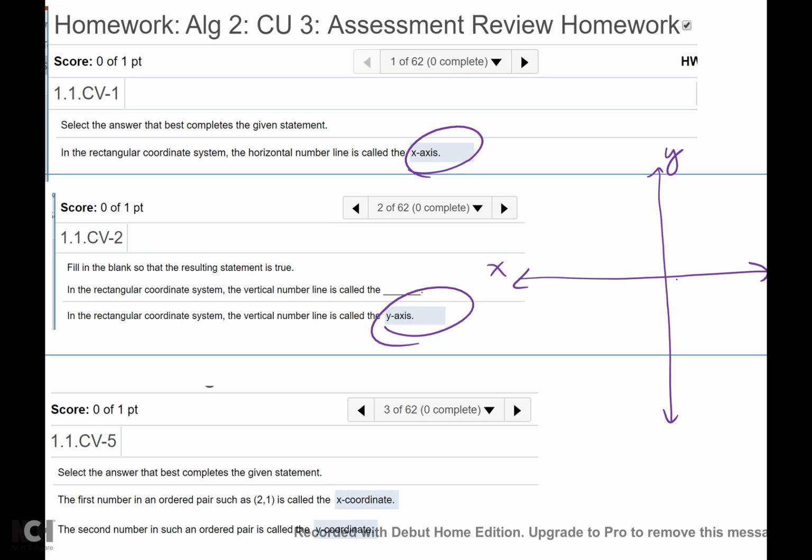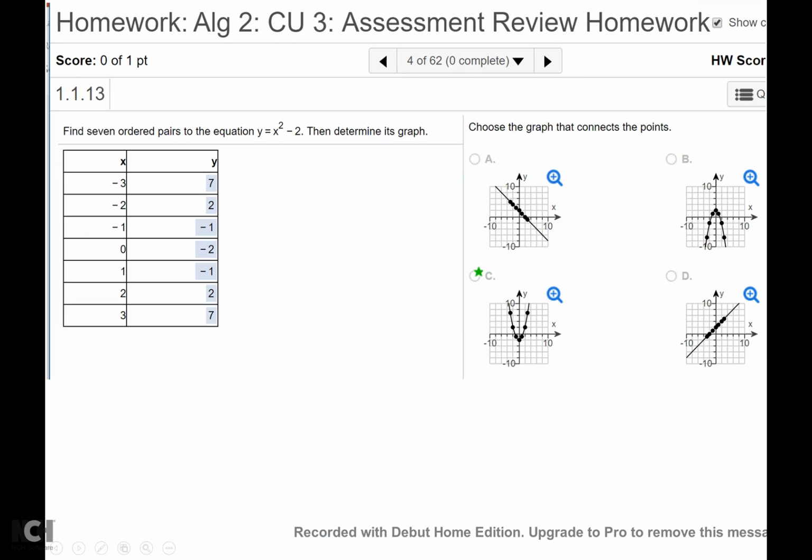And if you have a point, they're giving you the example (2, 1). The first number is called the x-coordinate. Remember, every ordered pair goes x comma y. So the first, 2, would be called the x-coordinate, and 1 would be called the y-coordinate.